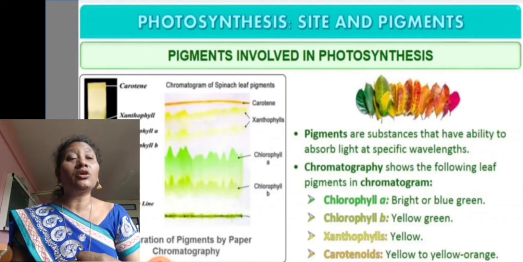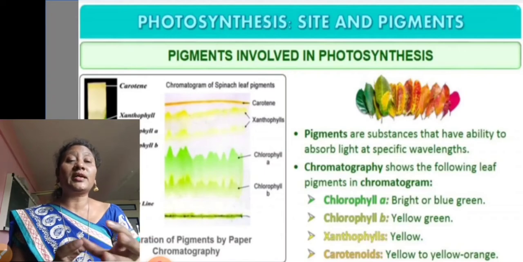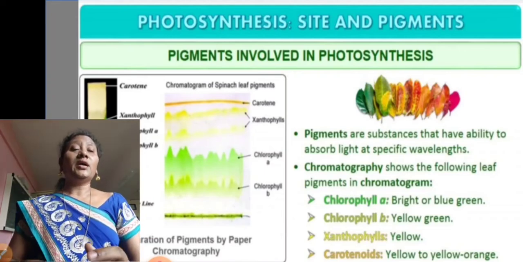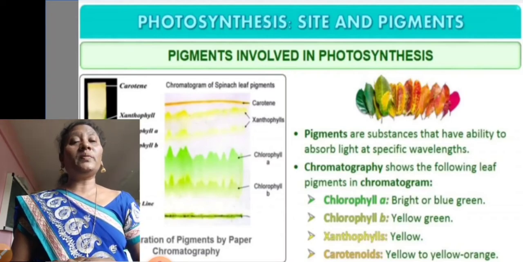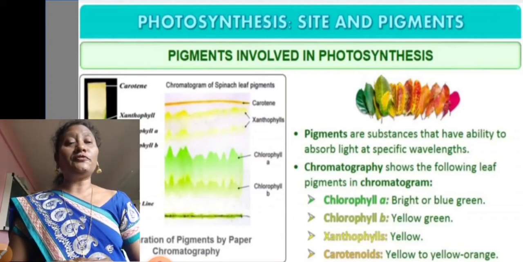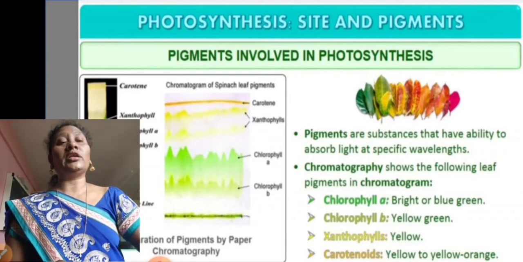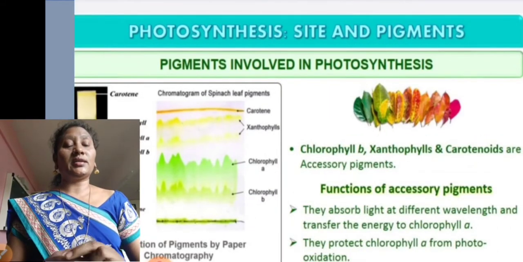Xanthophyll is yellow in color, and carotenoids are yellow to yellow green. So different colors are given for every pigment. Chlorophyll A is bright or blue green, chlorophyll B is yellow green, xanthophyll is yellow, and carotenoids are yellow to yellow green. So these are the different colors.